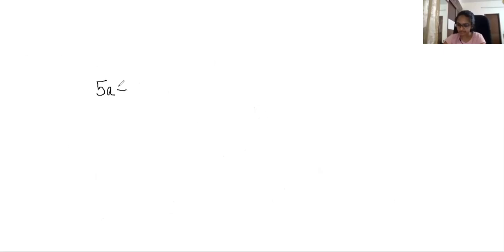Wait. Oh, I'm so sorry. Shruti, unmute yourself. Yes, ma'am. What was the third function that I had written in that question? 5ax minus b. Oh, I'm terribly sorry. Please correct it. It is 5ax minus 2b. Okay, so it is 5ax minus 2b.